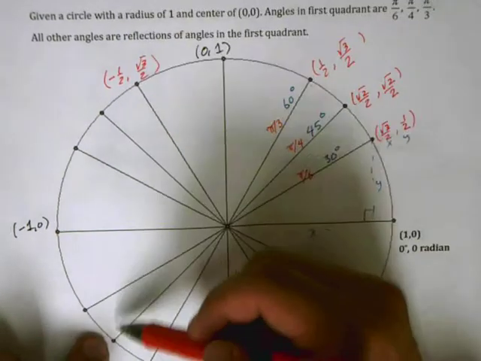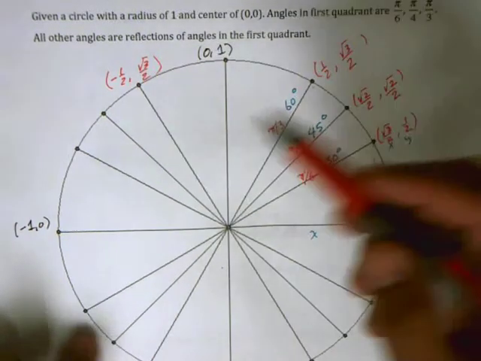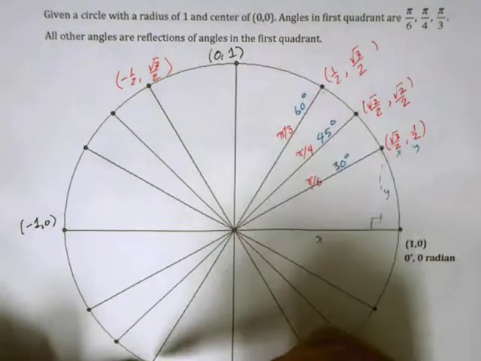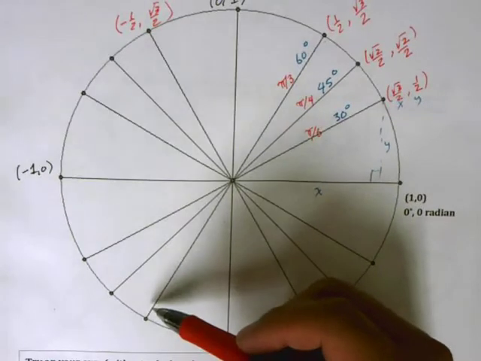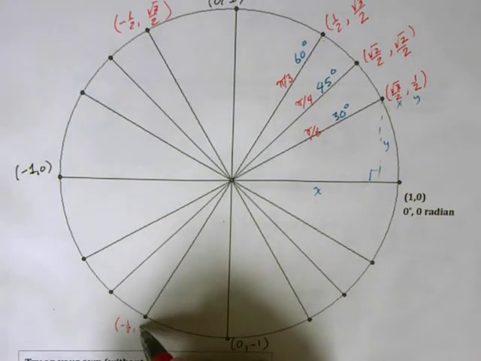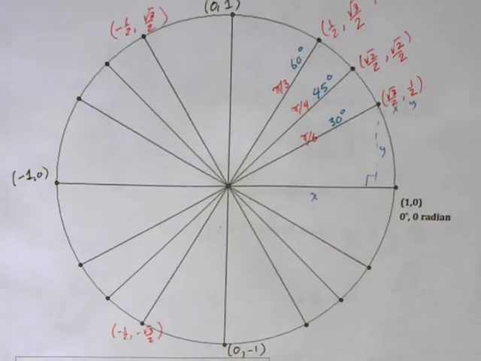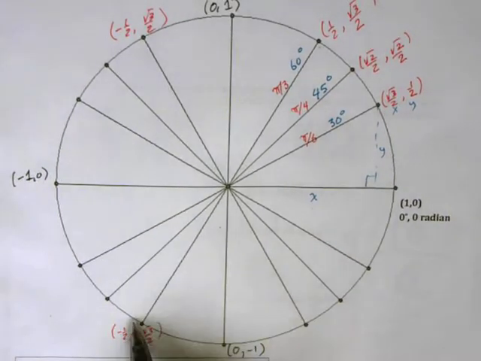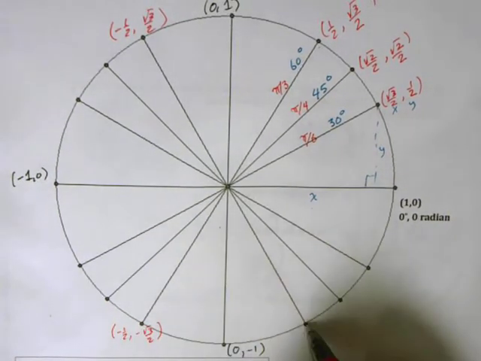Take that same point and reflect it down here. Whoops, reflect it down here. I'm sorry, down here. This point here is going to be negative 1/2, negative root 3 over 2. That same point is this one right here, just reflected, so this is positive 1/2, negative root 3 over 2.